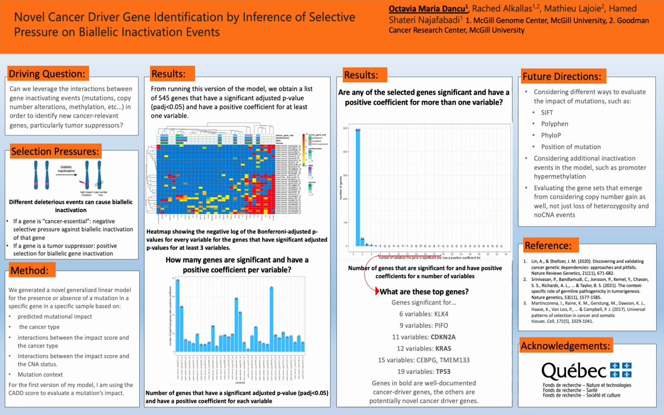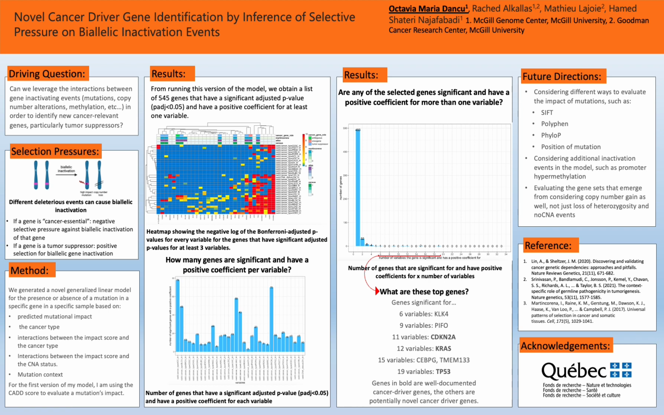For the first version of my model, I'm using the CAD score to evaluate a mutation's impact. The CAD score integrates multiple mutation metrics in order to generate an overall deleteriousness ranking, where higher scores are more likely to be deleterious. After running this model on data from 8,719 tumor samples across 32 different cancer types, I obtained the p-values and performed a Bonferroni correction to get the adjusted p-values for every term or variable in my model that we are interested in.